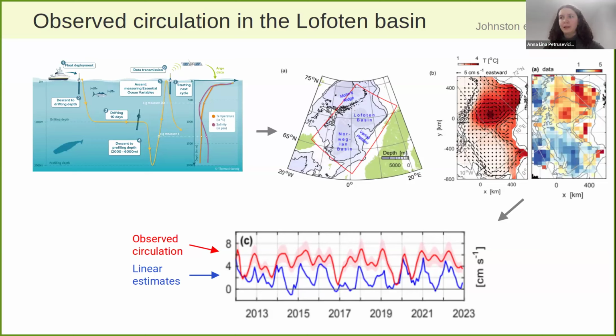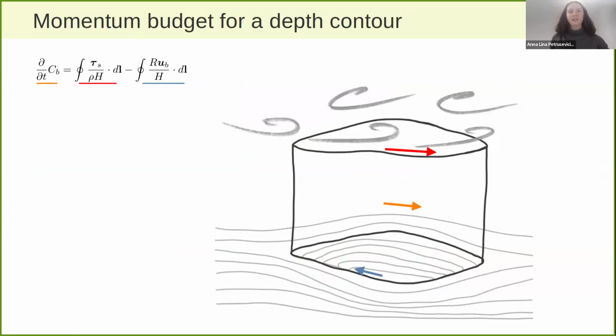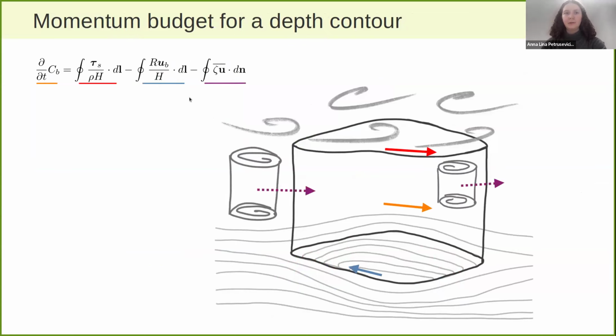which we think is due to non-linearities. So let's go back to our momentum budget and our idealized model, and also include the nonlinear terms. And what we then get is this extra term here at the end, which looks like a flux of vorticity in and out of the contour. And what this term here tells us is that if we have an eddy with positive vorticity, so positive rotation, going into the contour, or an eddy with negative vorticity going out of the contour, you get an increased circulation.